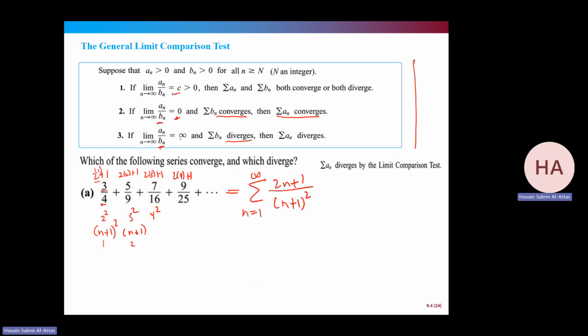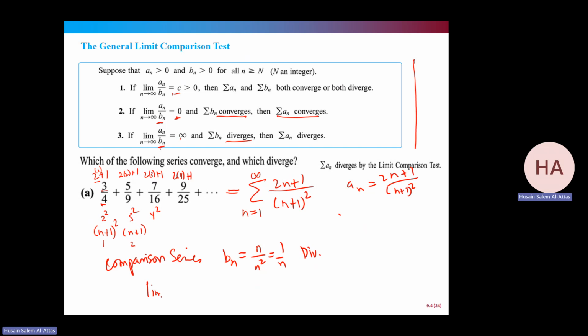Now I will compare it with what? Now it's easy for me. I'll compare it with the highest power in the numerator and denominator. My Bn comparison series, as we did before. What will be my Bn? n over n squared, which is 1 over n. This diverges. Now do the limit. Limit an. My an is 2n plus 1 over n plus 1 squared.